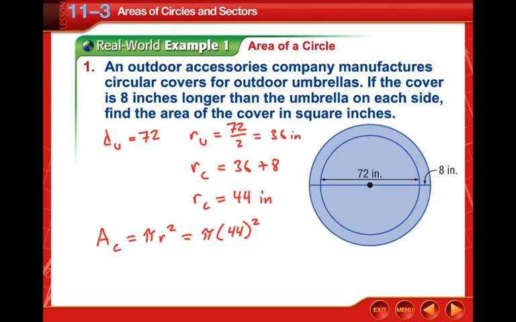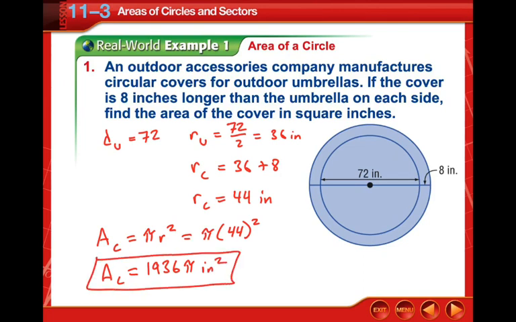44 squared is a pretty big number. It doesn't say to actually round it anywhere. It does say in square inches. That's the unit. So we'll get the exact number first. So 44 squared is 1936. So 1936 pi square inches is our exact answer.